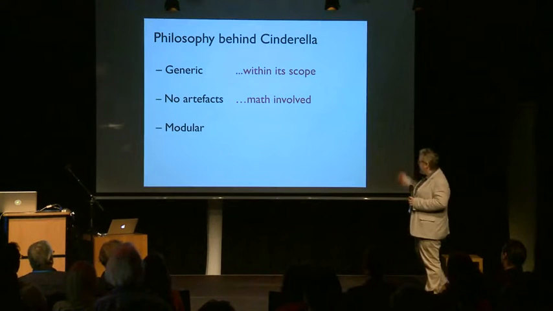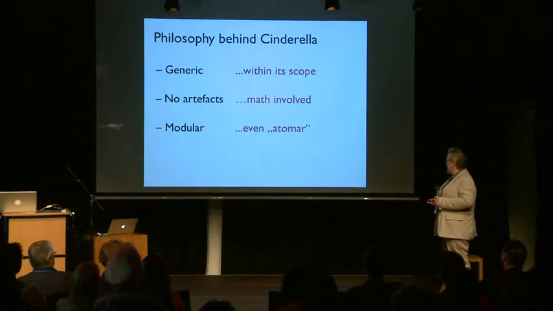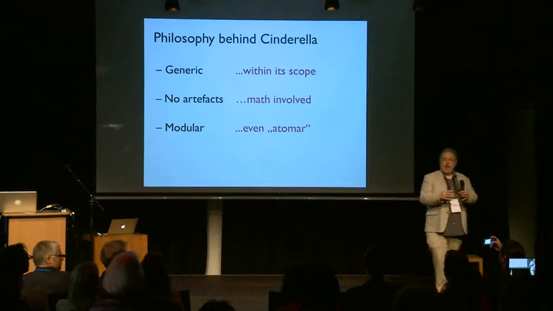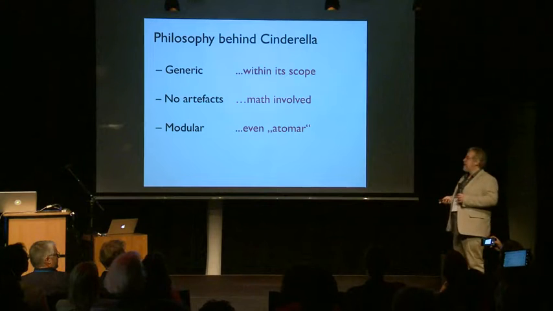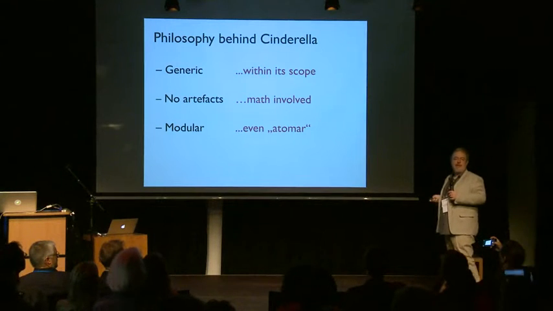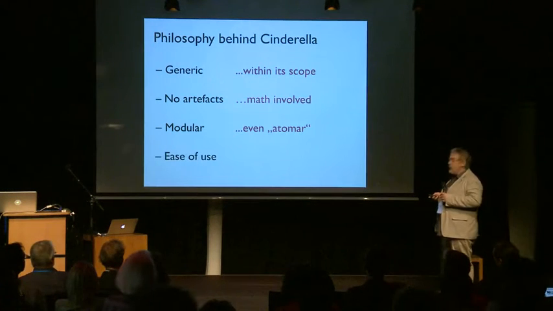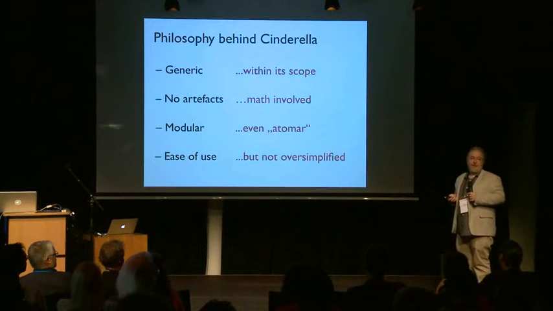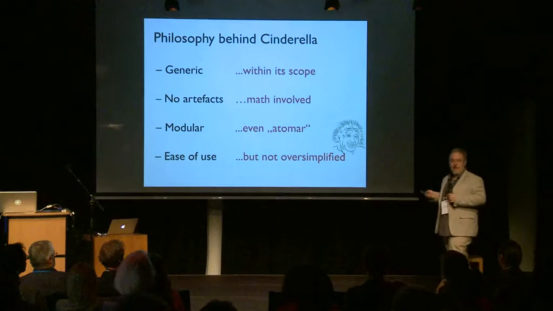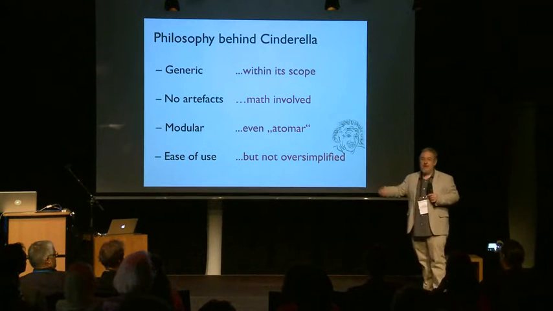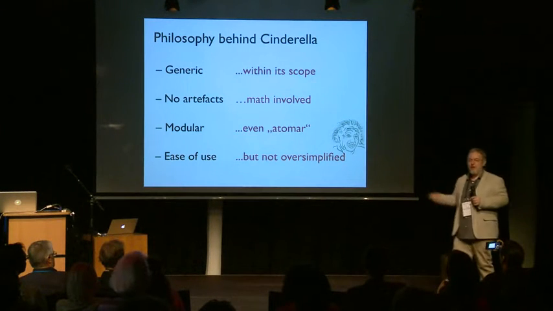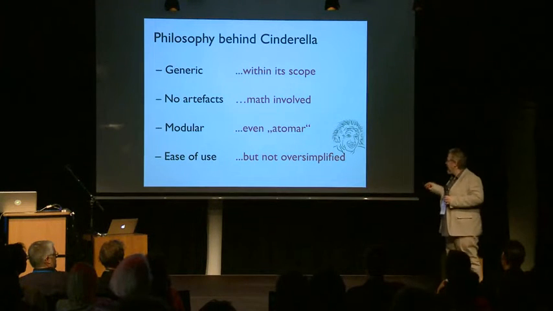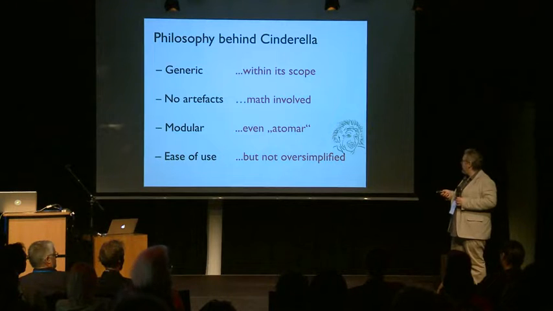It should be modular. You already saw that in the global design. I would say it should even be atomic. So there should be very, very small units that work together in a good way. Think of it as a collection of Lego bricks, in a way. And it should be easy to use, but at the same time, it could not be oversimplified. So think of Einstein, who said things should be as simple as possible, but not simpler. So if you want to cover a certain range of problems, you must essentially also have a certain complexity.